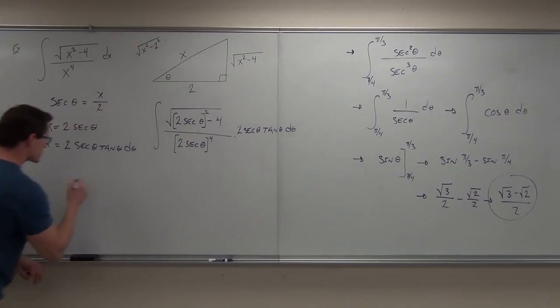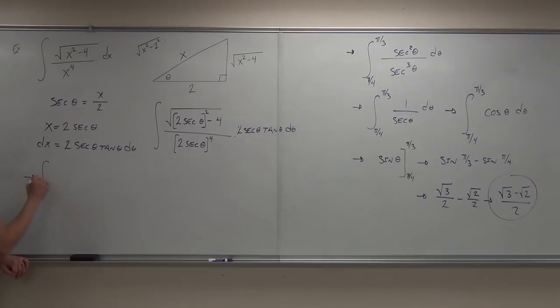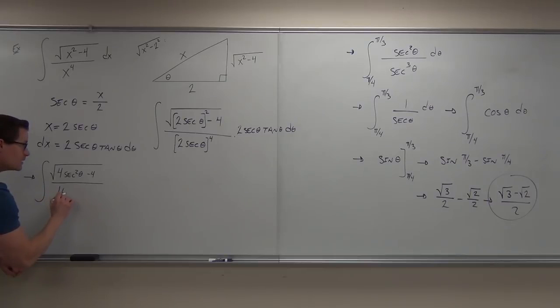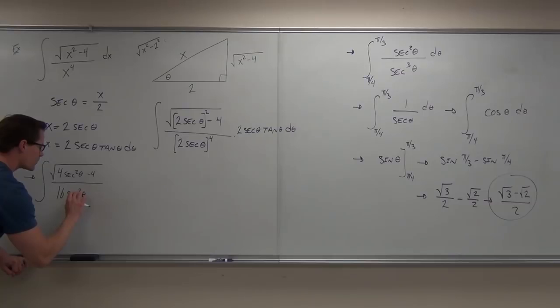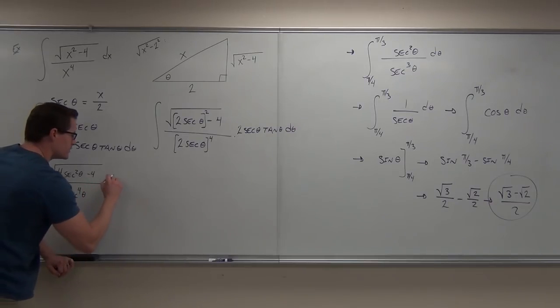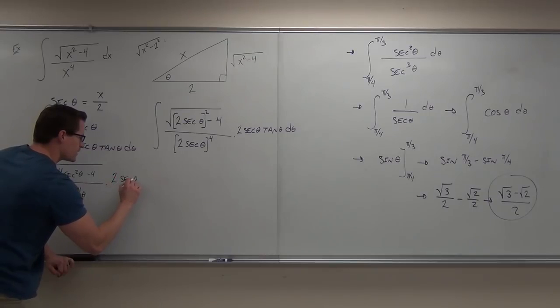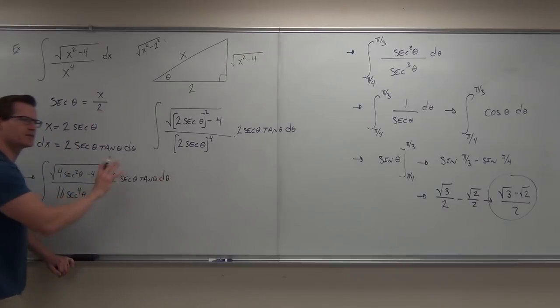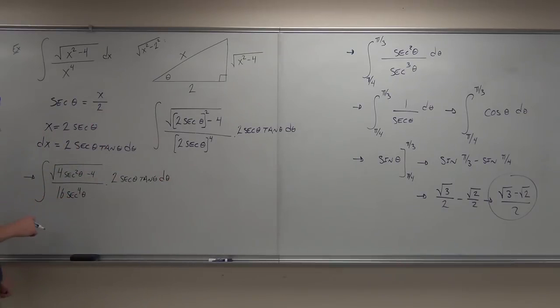When we square this, this will be the square root of 4 secant squared theta minus 4, all over 2 to the 4th, which is 16 secant to the 4th theta. And then, of course, we still have a 2 secant theta tangent theta. We can't afford to lose any of this stuff. Our integral won't work out.